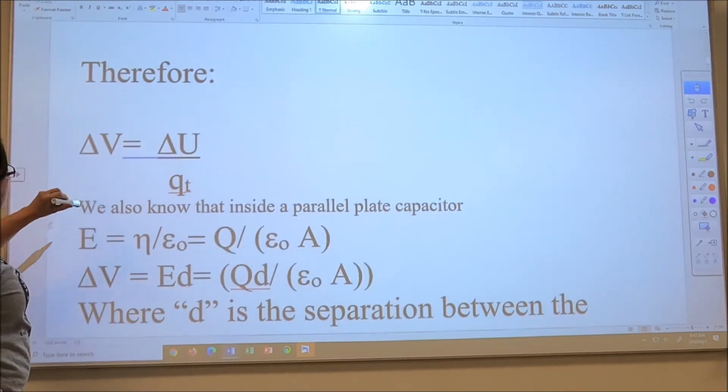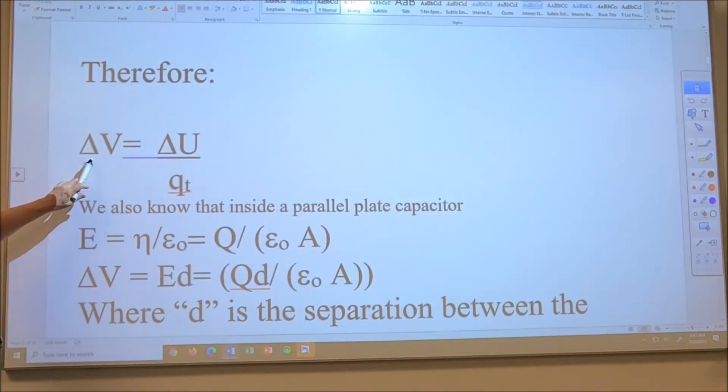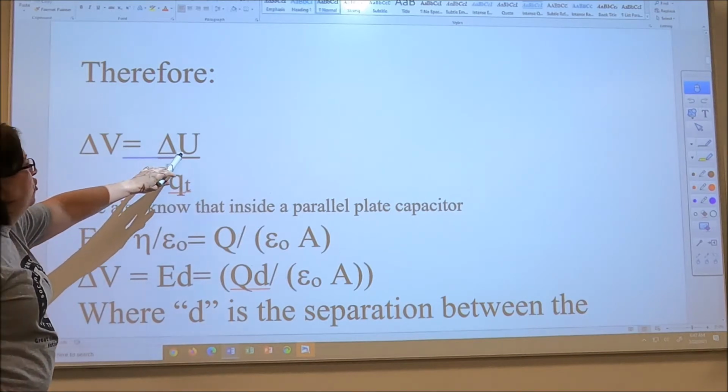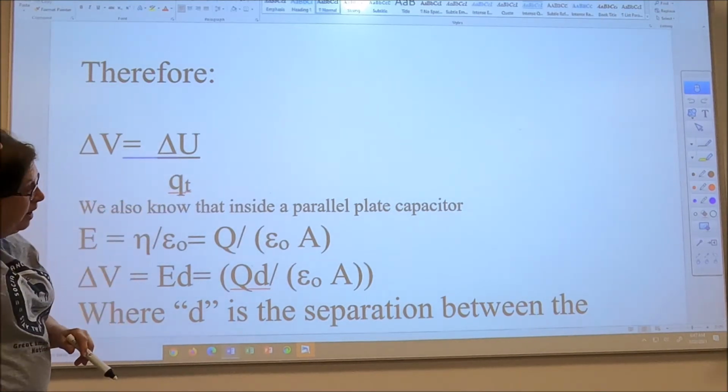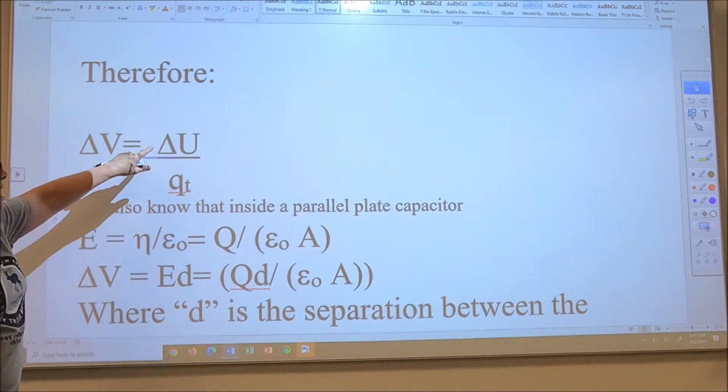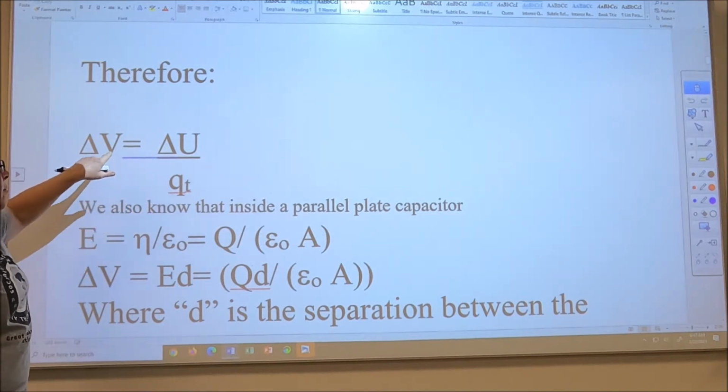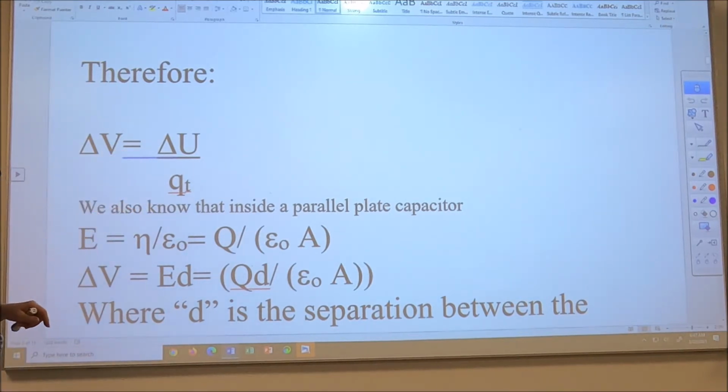So we know that change in electrical potential is equal to change in electrical potential energy divided by Q test. So when I divide Q test out, remember that means that it only depends on our source charge.